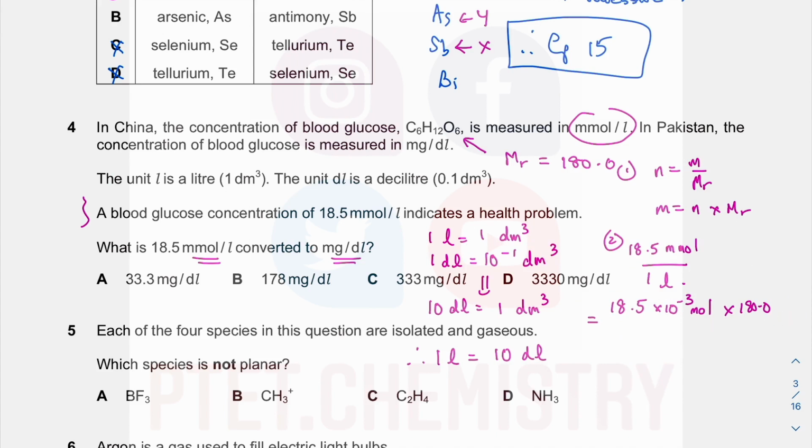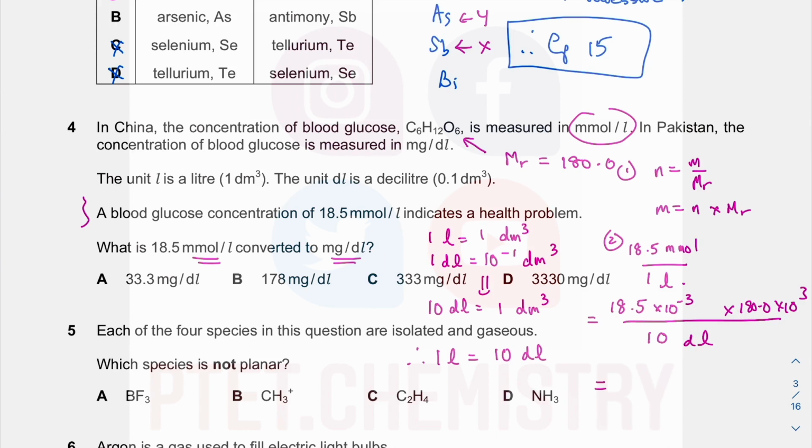Mole times MR will give me the mass in gram, but I want the mass in milligram, so I will do times 10 to the power 3. Gram to milligram is times 10 to the plus 3, big to small, right? 1 gram is 10 to the 3 milligram, so gram converts to milligram times 10 to the 3, and then you divide by, the bottom bit is 1 liter. 1 liter is equal to 10 deciliter from this relationship. So by multiplying this whole thing, I have removed the unit mole. By doing times 10 to the minus 3, I convert it into mole, I get gram, and then I convert it into milligram by multiplying by 10 to the 3, divide by 1 liter, which is equal to 10 deciliter, so I get milligram per deciliter.